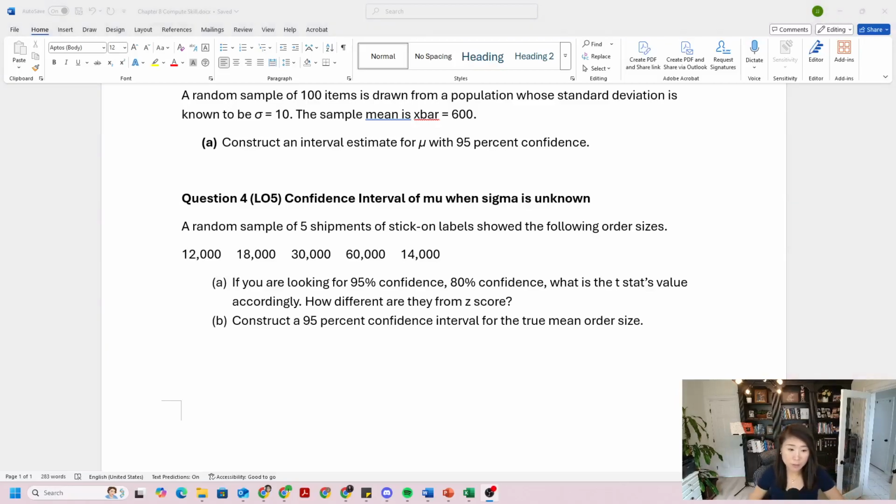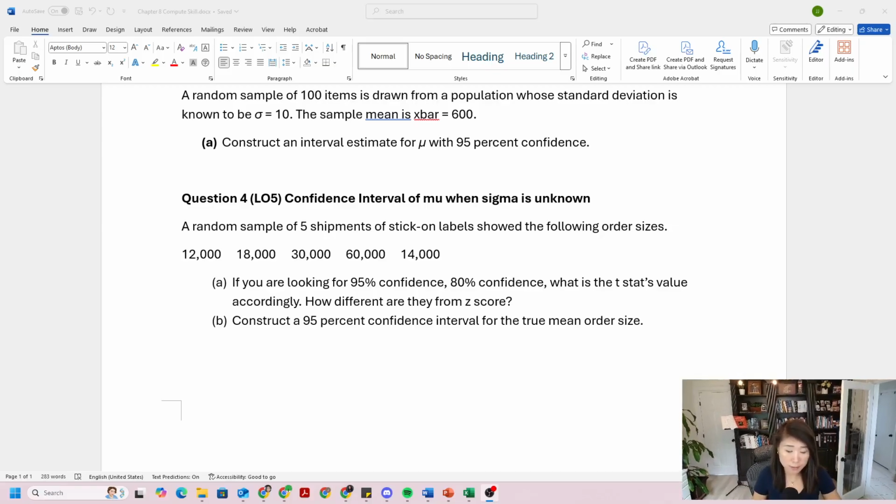Everyone, in this video we're going to look at a computer skill lecture related to how to calculate a confidence interval for your population mean, mu, when sigma is unknown. In the lecture, we mentioned if your sigma is unknown, instead of using the z statistic, we're going to use the t statistic, right? So let's look at it together.